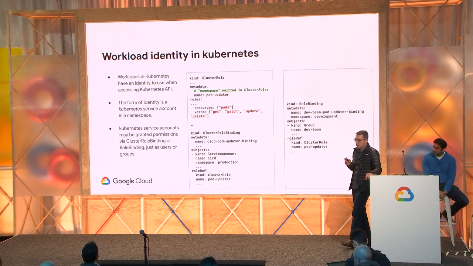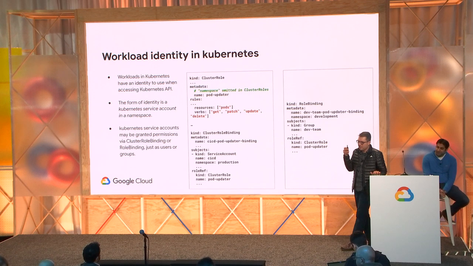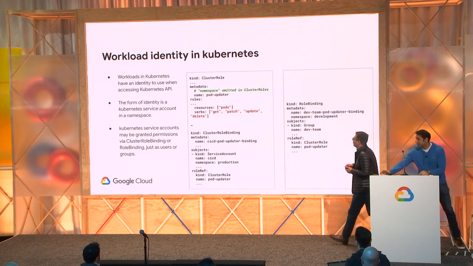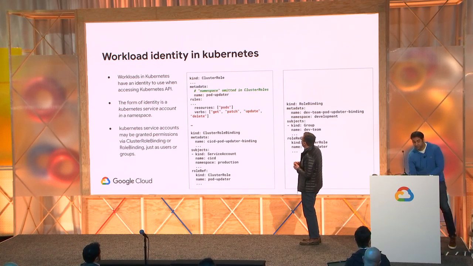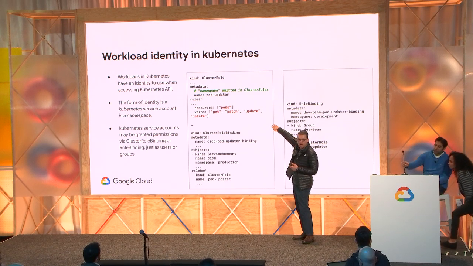So in this example, I'm showing how a Jenkins CI/CD workload can be granted permission to modify all pods in a cluster. It also shows how the same permission can be granted more narrowly. If you look here, sorry, I don't see the pointer, so I'm just going to point directly. You have a cluster role called pod-updater, which is given permissions to modify pods in the cluster.